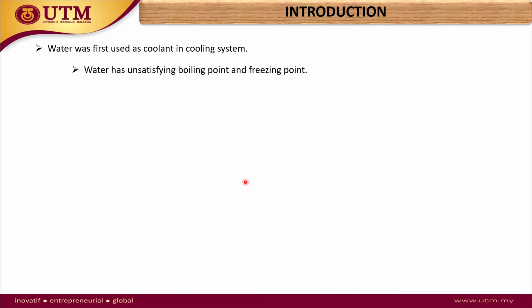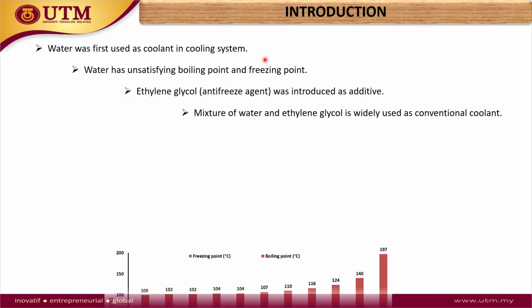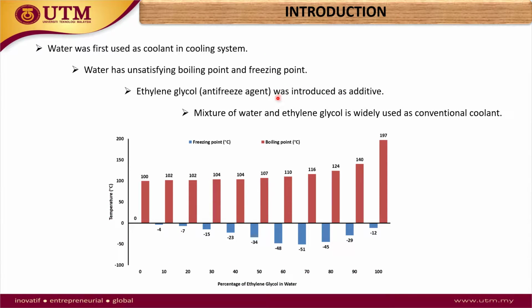So let's talk a little bit about the history of coolant used. First, water was used as coolant in different cooling systems, but then it has low boiling point, 100 degrees Celsius, and unsatisfying freezing point. Then, ethylene glycol was introduced as an additive to be mixed into water, and this mixture has been widely used as conventional coolant in different cooling systems until today.